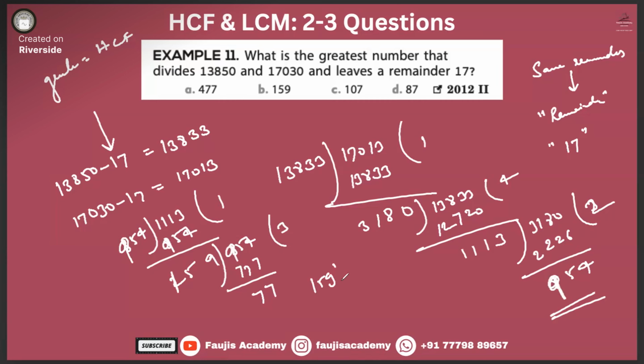So 159, 954. How many times does it go? 954. 6 times. 6 times, no? Yeah, 15 into 6 is 90, and 954. Okay, so what is the answer, guys?